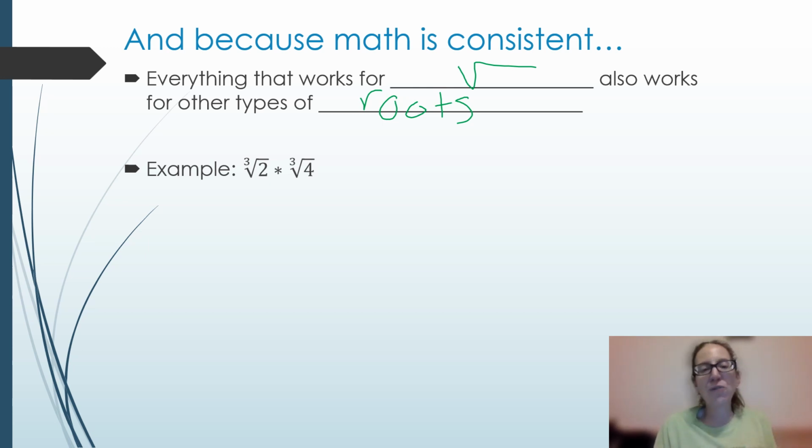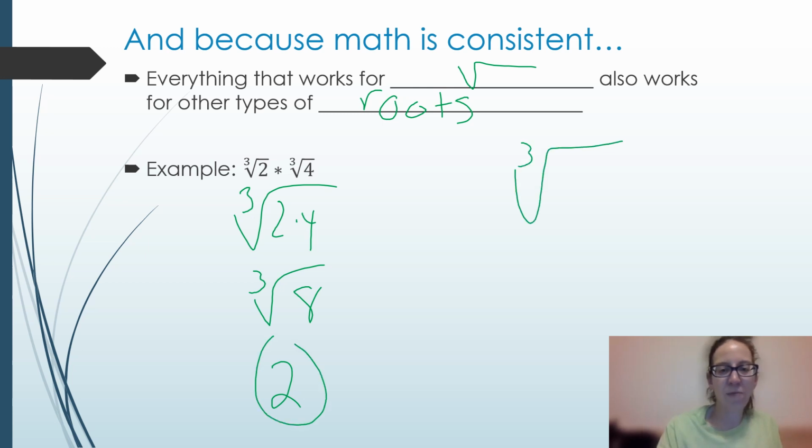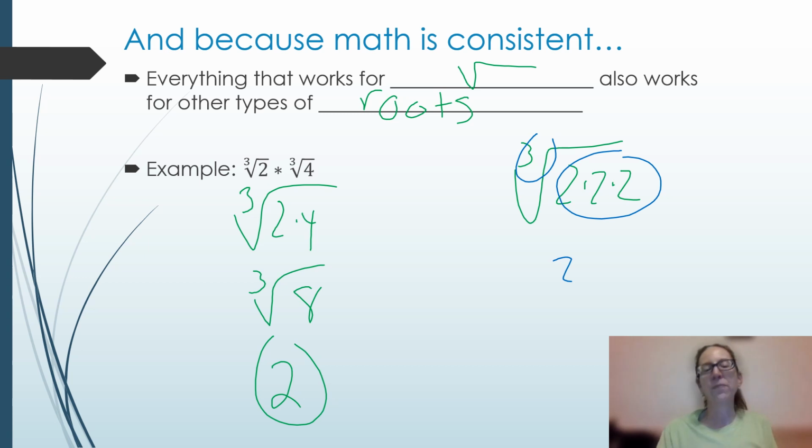So if you had the cube root of 2 times the cube root of 4, that would be the cube root of 2 times 4, which would be the cube root of 8, which would be 2. And if you're like, I don't remember that, how do you know that? 8 factors into 2 times 2 times 2, and because it's a cube root, you're looking for a group of 3, and there's your 2. Okay, so that was like a little review from the last lesson.